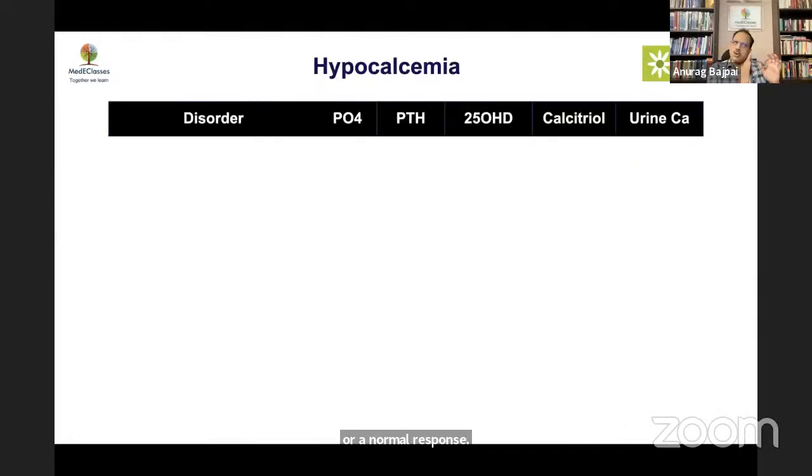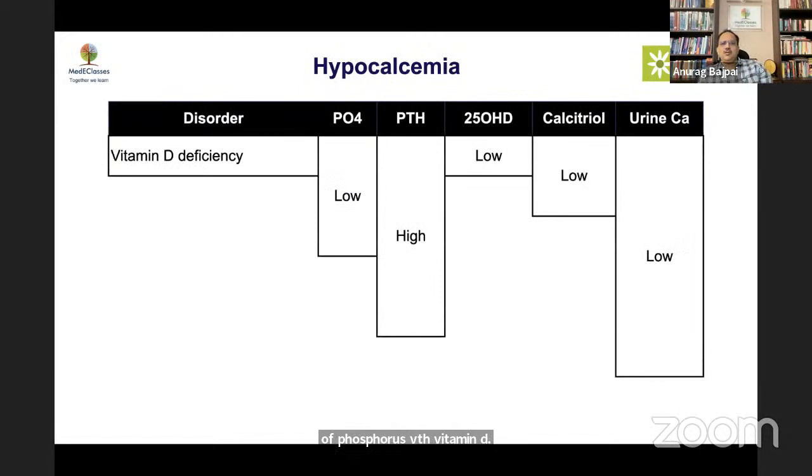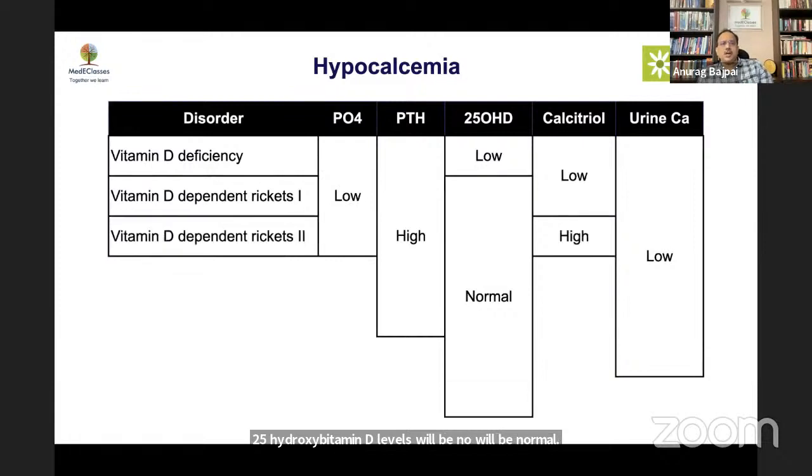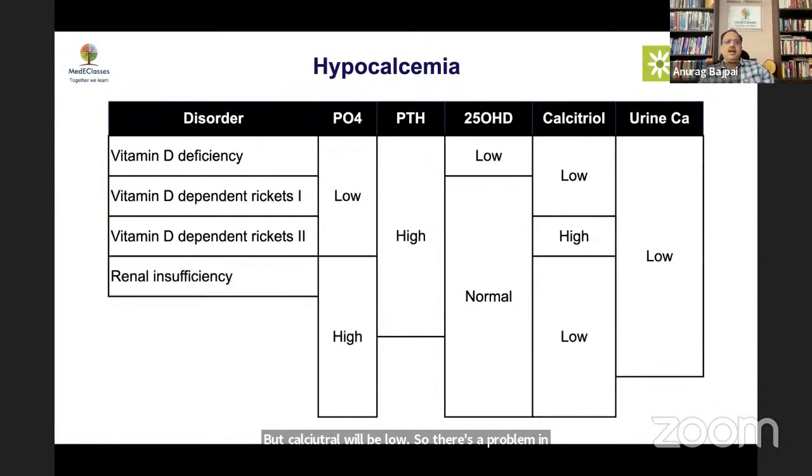Now, if we look at the key investigations of phosphorus, PTH, vitamin D, calcitriol, and urinary calcium. In vitamin D deficiency, we expect phosphorus to be low in everybody, and of course, urinary calcium will be low in the setting of vitamin D deficiency. In vitamin D dependent rickets, the 25 hydroxy vitamin D levels will be normal, but calcitriol will be low, so there's a problem in calcitriol production. While in VDDR2, your calcitriol levels will be high.